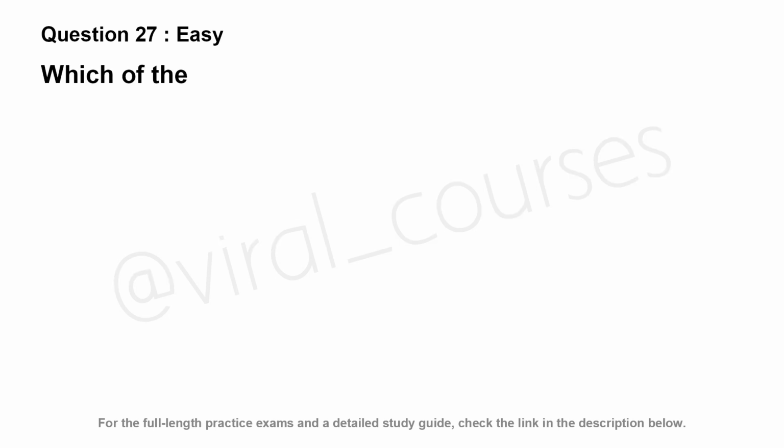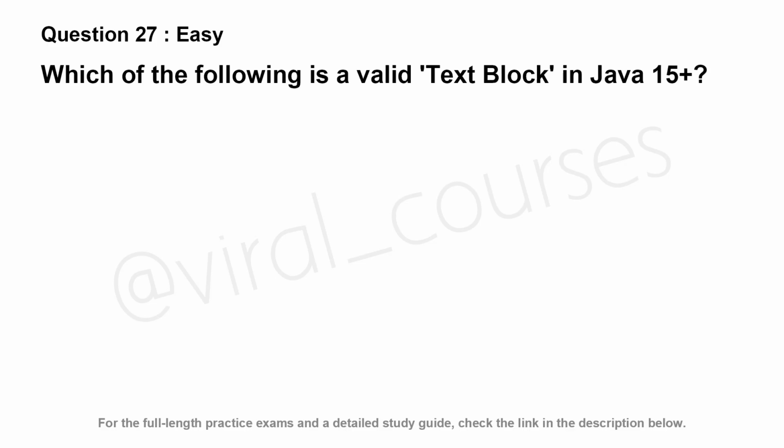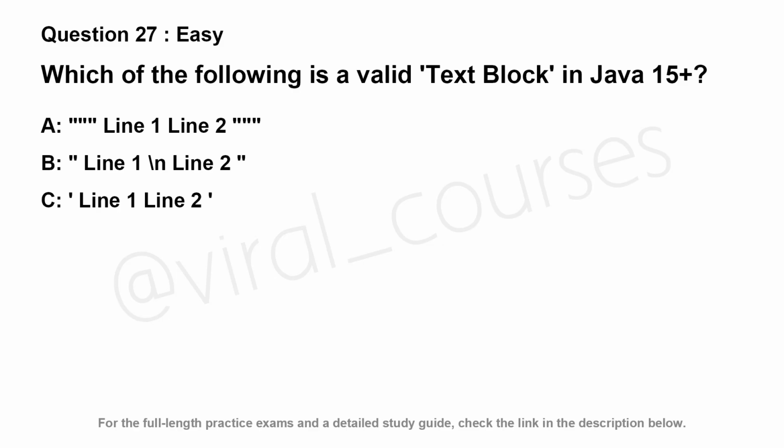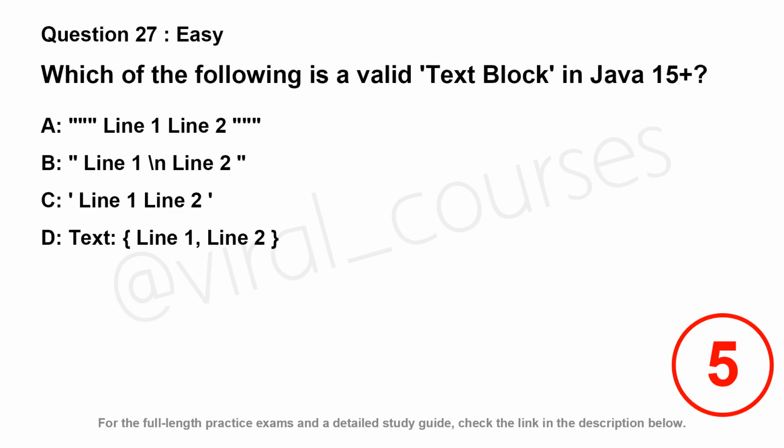Which of the following is a valid text block in Java 15+? Option A. Line 1, line 2, in triple quotes. Option B. Line 1 \n line 2, in quotes. Option C. Line 1, line 2, in single quotes. Option D. Text, line 1, line 2.